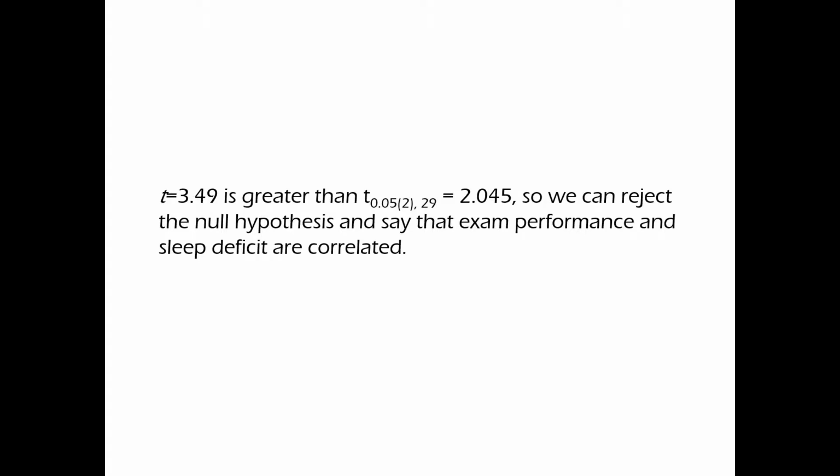Now we go to the t-distribution table and we find a critical value of 2.045 with degrees of freedom of 29 at the two-sided significance level of 0.05. Because our calculated t is 3.49, which is larger than 2.045, our p is less than 0.05. So we reject the null hypothesis, and we can say sleep deficit and exam performance are correlated.